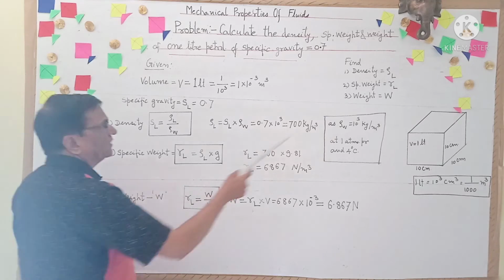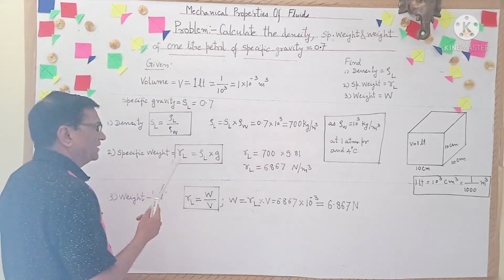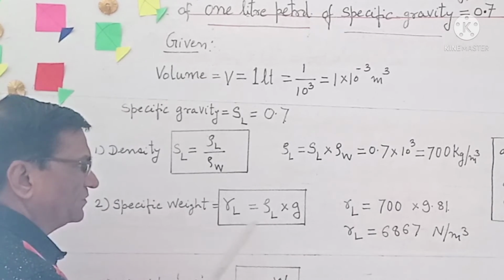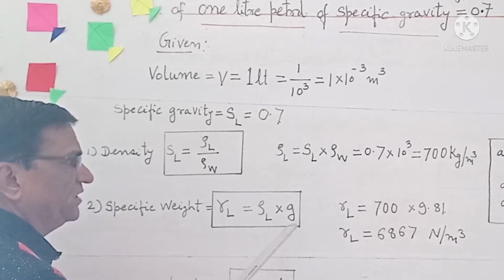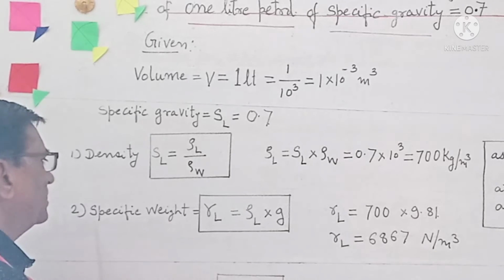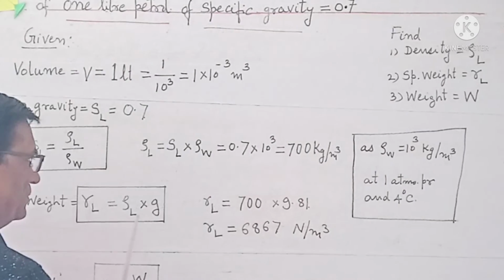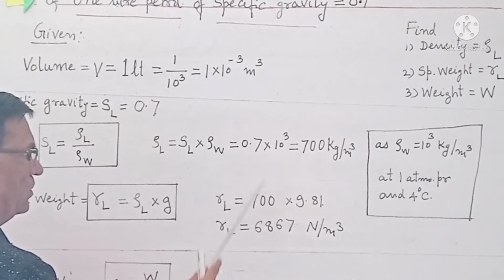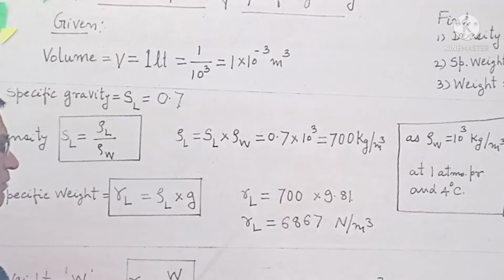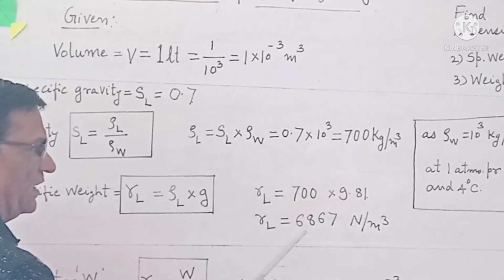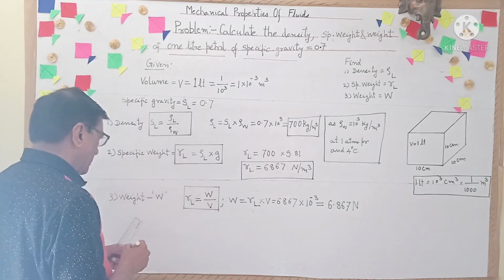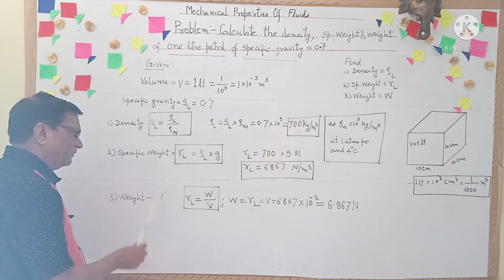Now the second thing that is required is the specific weight, that is gamma L. From the formula, gamma L is equal to rho L into g, we can calculate the specific weight of the liquid. Now rho L is equal to 700 and g is equal to 9.81. So the specific weight gamma L comes out to be 6867 Newton per meter cube. This is the answer.